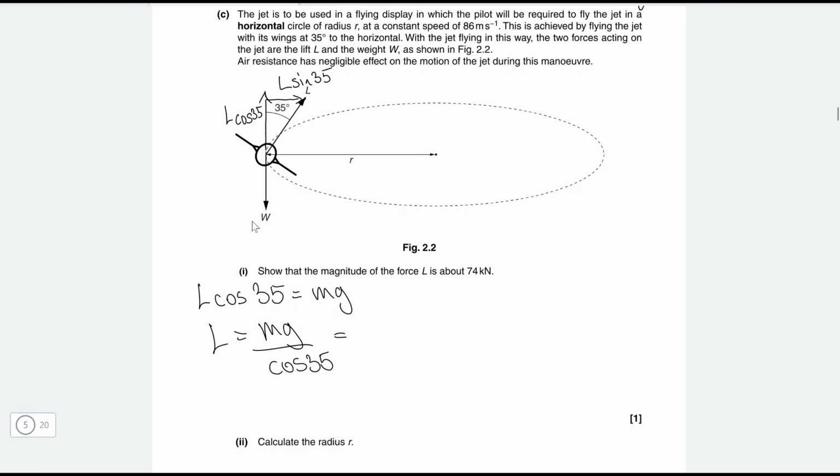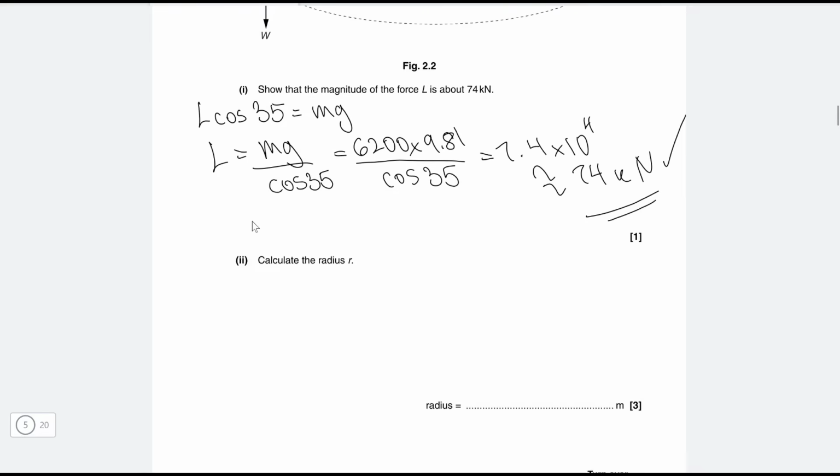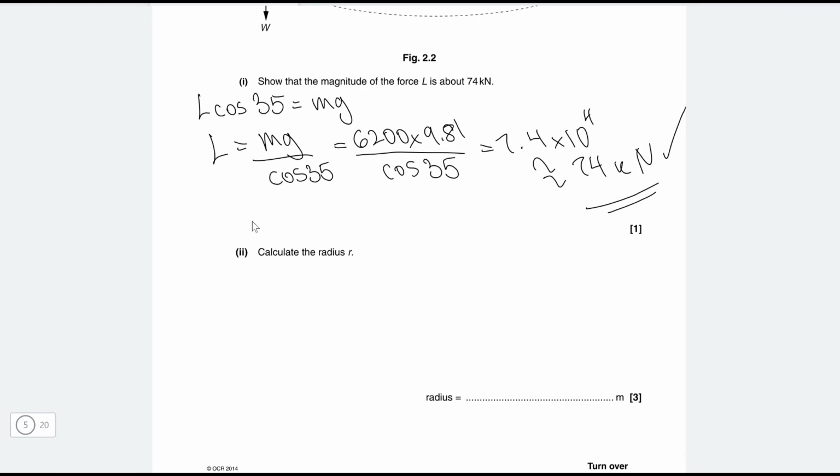The mass was 6,200 times 9.81 divided by cosine of 35, and that's going to give us about 7.4 times 10 to the power of 4, sorry, which is approximately equal to 74 kilonewtons. Okay, right, next one, calculate the radius r.